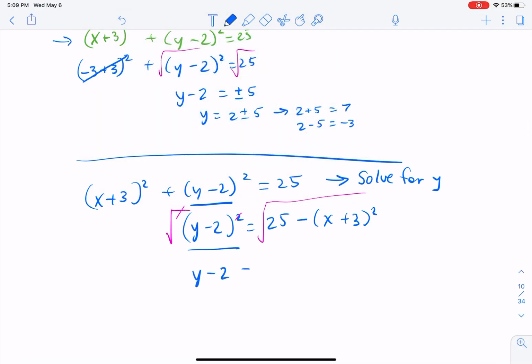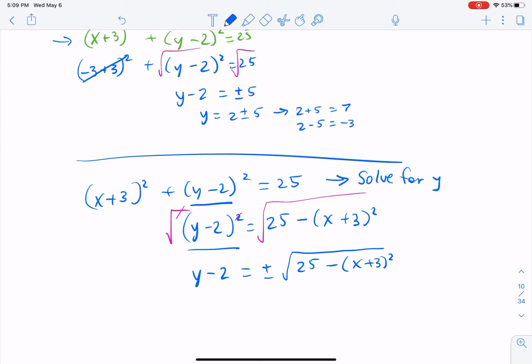minus 2 is equal to, and then just like I did up here, I get two answers. I get two square roots. I get the positive one and I get the negative one. So it's important to put both of them, plus or minus the square root of 25 minus x plus 3 squared. And now don't go cancel crazy. This square root and these squares do not cancel out. And the reason why is because we have this operation in between them, which must be performed first.